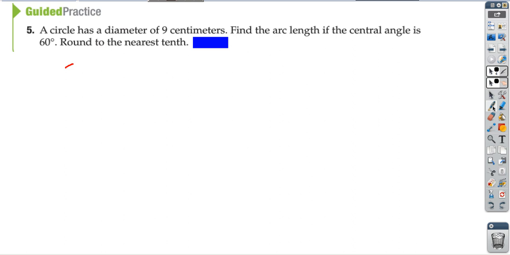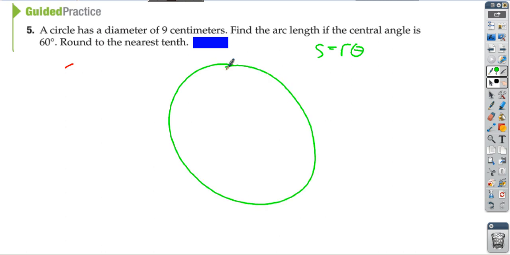Okay, let's do this last one. It says a circle has a diameter of 9 centimeters. So remember, this is our arc length formula. I'll show you both ways. So here's the circle. Not a great circle there, but I'm doing it by hand. A diameter of 9 means a radius of half of 9. The radius is half the diameter, so a radius of 4.5 centimeters. Okay, and it says find the arc length of the central angle. Central angle is the angle that has a vertex at the center. If the central angle is 60 degrees.